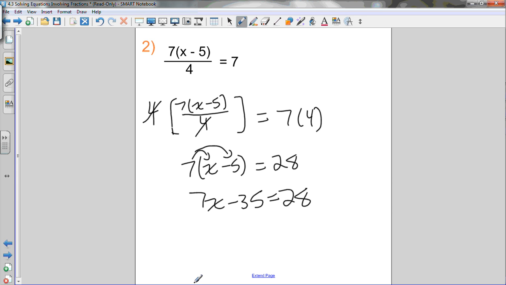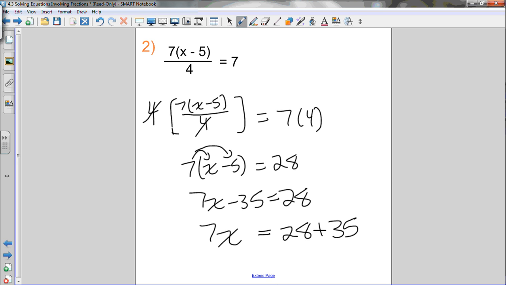Now remember, what you want to do first in this situation is get the term that has the variable all by itself on one side of the equation. So I'm going to move this minus 35 to the other side of the equation. The opposite of subtracting 35 is adding 35. So on the other side of the equation, it's going to become 28 plus 35.